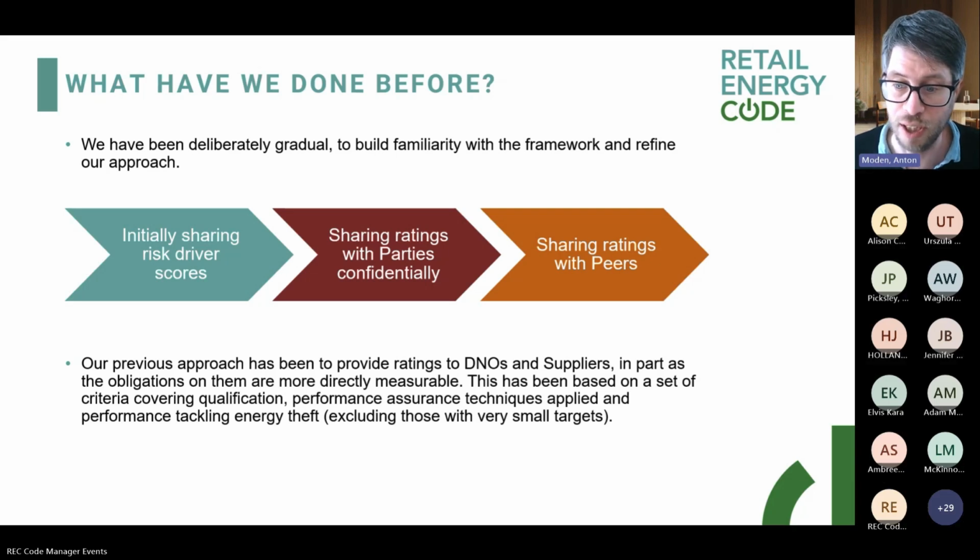This has focused on a range of things. It's included qualification, it's included performance assurance techniques, and it's included tackling energy theft for suppliers. There does need to be some kind of common sense applied. So if you're a really, really small supplier with a target of 1, there's a lot of variability between 0, 1, and 2, the kind of likely scores you might get. So very small people might have one element of this excluded, a de minimis type approach.